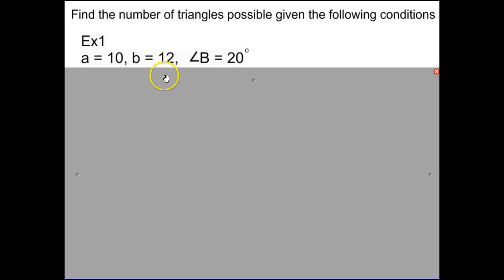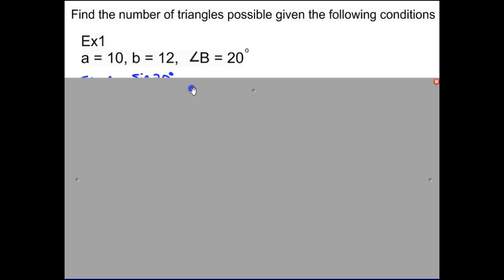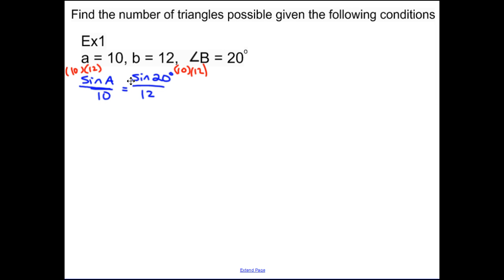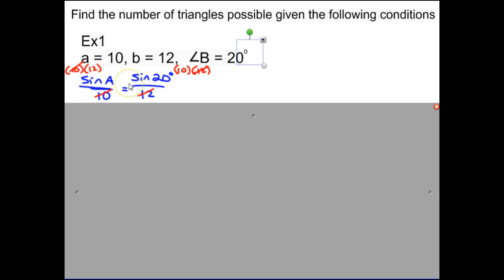Okay? So I'd like you to set up a law of sines proportion for side A, side B, and angle B. Okay, so hopefully you set up something like this. Sine A is the angle that's unknown over 10, sine of 20 degrees over 12. We need to solve this proportion. Okay, so we multiply both sides by the LCD, the 10 and the 12. At this point, we divide out the 10, we divide out the 12. And now I multiply what's left.